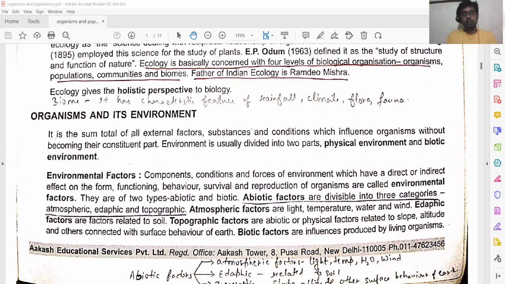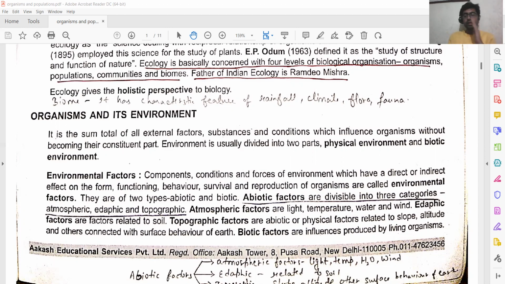First of all, what is environment? Environment is sum total of all the external factors, substances, and conditions which influence organisms without being their constitutional part. Means the place where we are living, may it be physically or it may be something like condition wise. So everything which is not our part but is affecting us in any way, either physically or emotionally or conditionally, is our environment. Or you can say simply, everything which is around you is your environment.